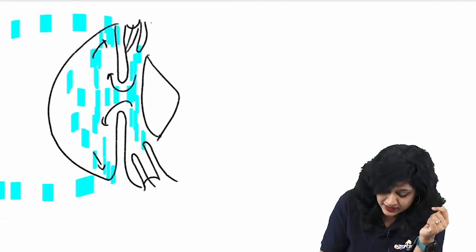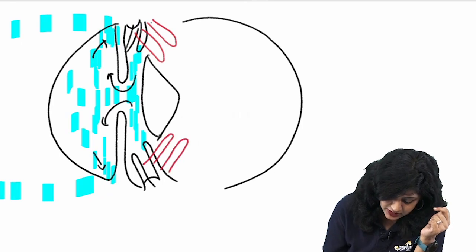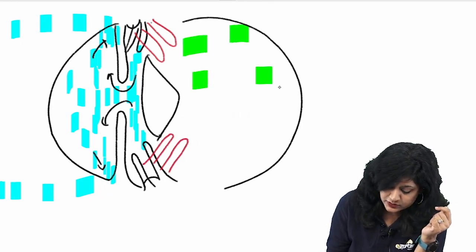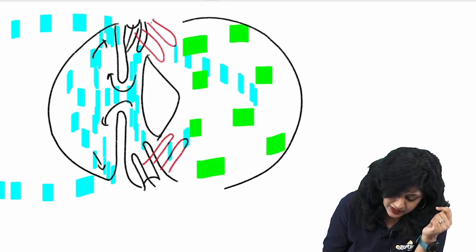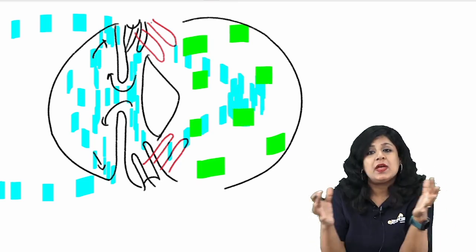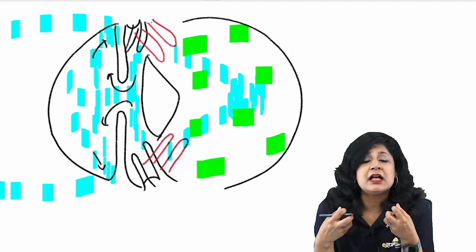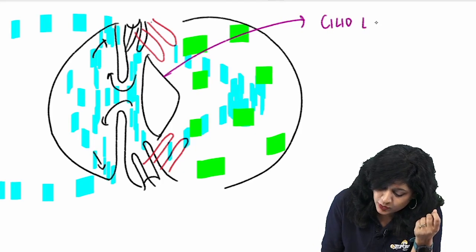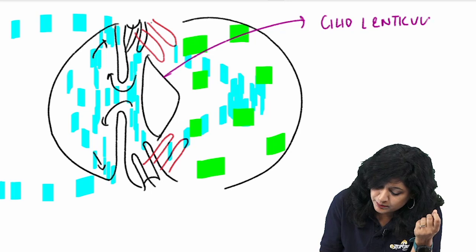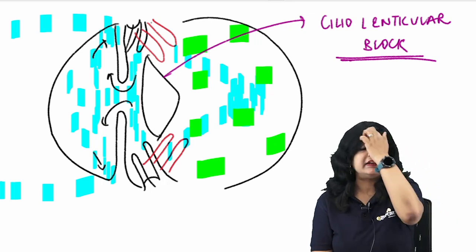Now, if there is a misdirection of the ciliary processes, suppose they are directed posteriorly, where you have the vitreous gel. Instead of going anteriorly, the aqueous humor now goes posteriorly into the vitreous cavity, where it is blocked within the vitreous gel. That is why it is called malignant glaucoma, and there is formation of a cilio-lenticular block, which is why it is also called ciliary block glaucoma. So aqueous humor is collecting in the vitreous.